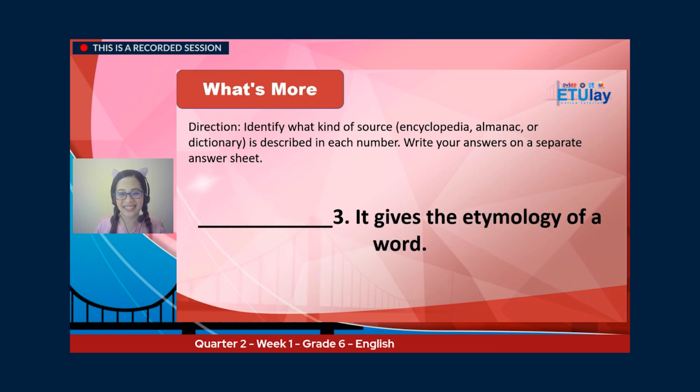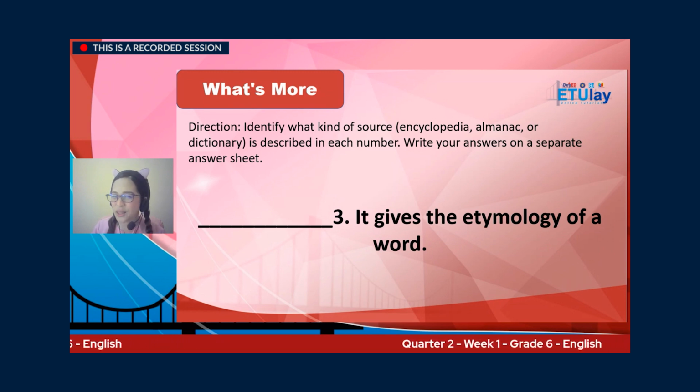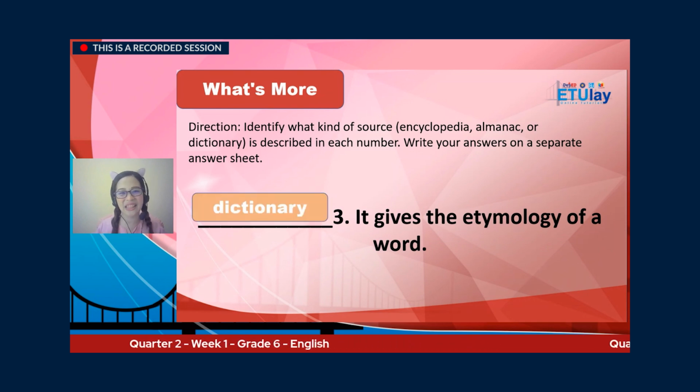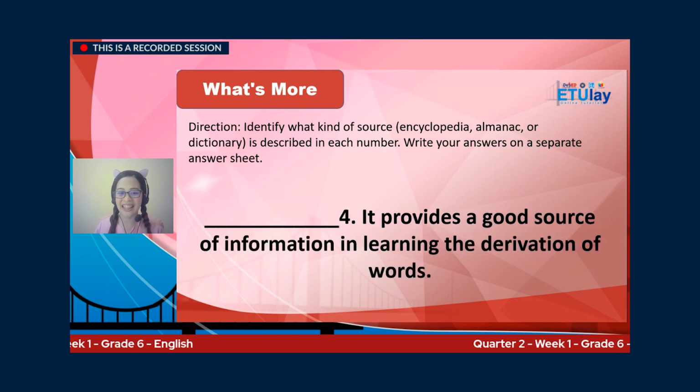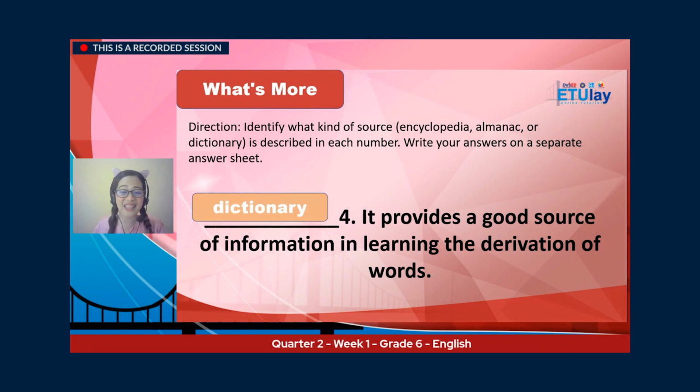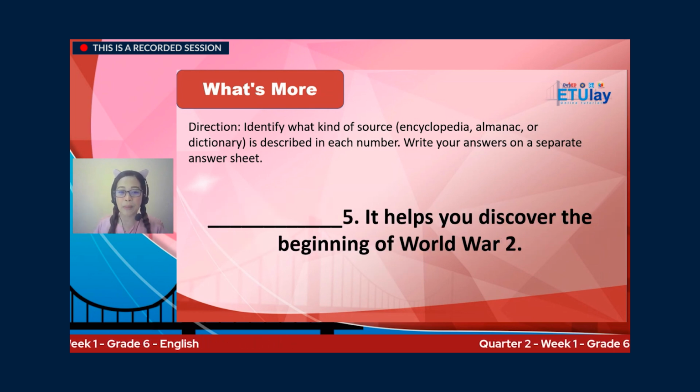Number 3. It gives the etymology of a word. Did you answer dictionary? That's right, learners. How about number 4? It provides a good source of information in learning the derivation of words. What is your answer? Number 4 answer is dictionary again. Great. And for number 5, learners, it helps you discover the beginning of World War II. What source is being described here?